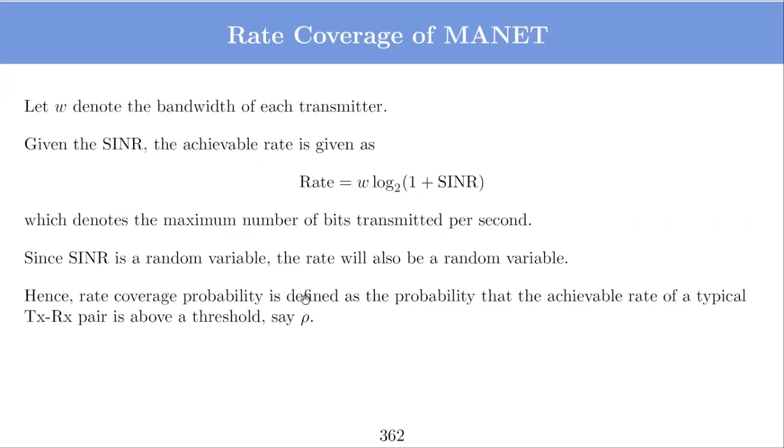Okay, so for that we first notice that if W is the bandwidth of each transmitter, then you can compute the maximum achievable rate, which is given by W log 1 plus SINR. Okay, which denotes the maximum number of bits transmitted per second. And the SINR is a random variable, so rate is also a random variable. So what I would calculate here is the statistical characterization of rate, right? So one thing would be the rate coverage probability, other can be median or mean rate, other statistical averages. So first talk about the rate coverage probability, which is defined as the probability that the achievable rate of a typical pair is above threshold rho.